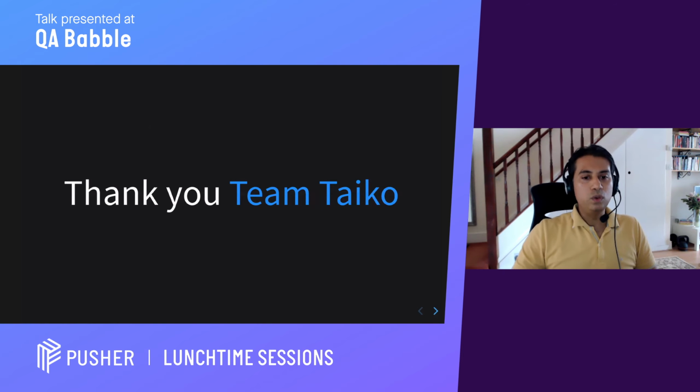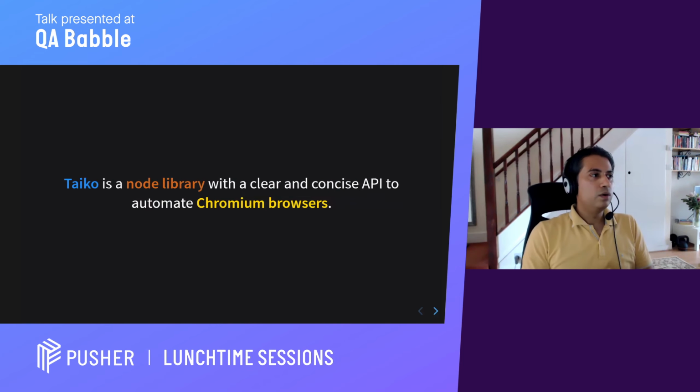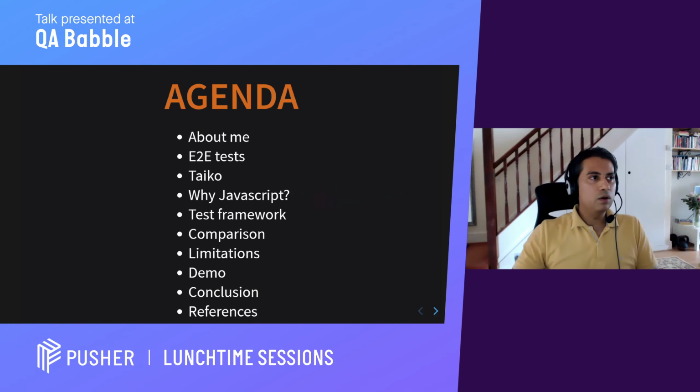So what is Taiko? Taiko is basically a node library with a clear and concise API to automate Chromium browsers. So it means any browser that runs on Chromium will be able to use Taiko for the browser automation. So let's quickly talk about the agenda. I'll talk a bit about myself, what are end-to-end tests, what is Taiko, why JavaScript, test framework, comparison with other tools, limitations, demo, conclusion, and references in the end.